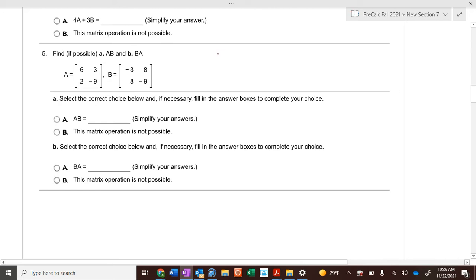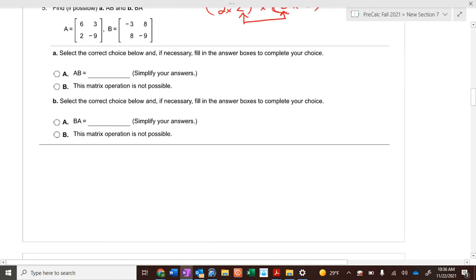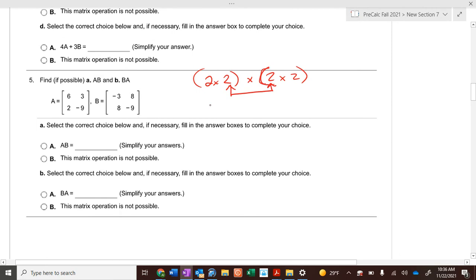Okay? So A times B, it's a 2 by 2 matrix, and you're multiplying it by a 2 by 2 matrix. To multiply matrices, you have to have the same inners, because what you do is take the rows of the first times the columns of the second, okay?